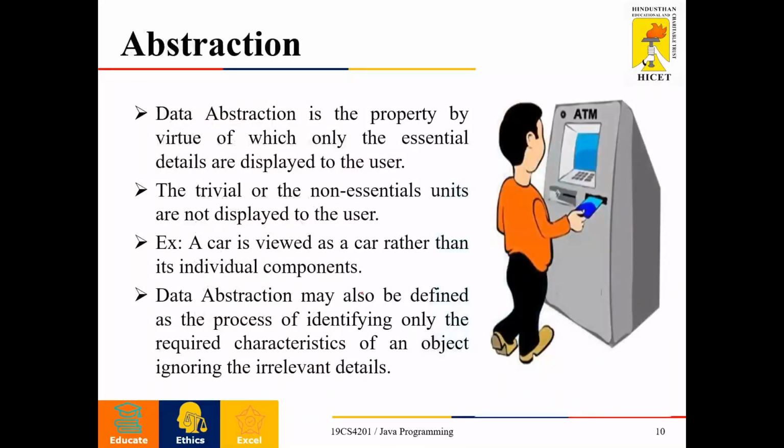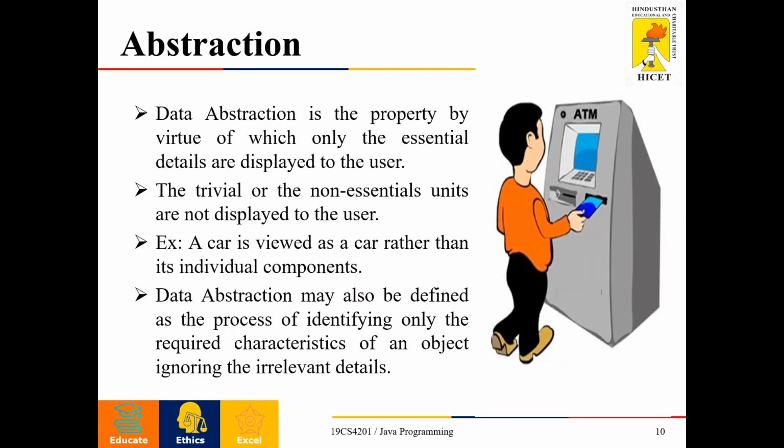Abstraction. So abstraction is a property of hiding the details of implementation. That is, only the essential details are displayed to the user. Non-essential details are not displayed. Example, a car will be viewed as a car rather than its individual components.